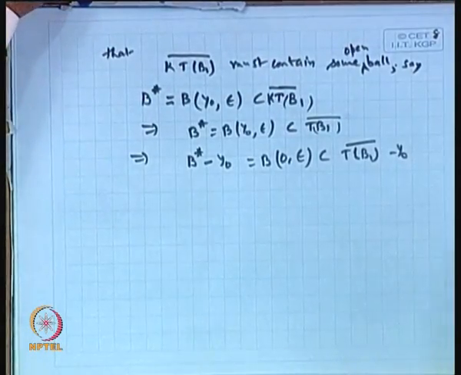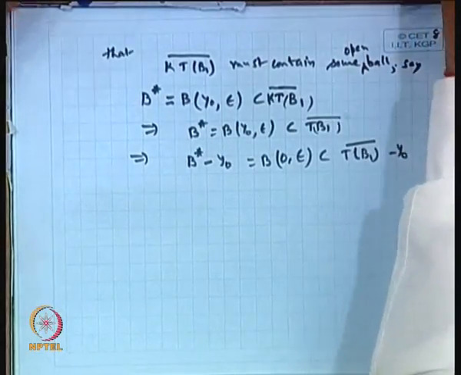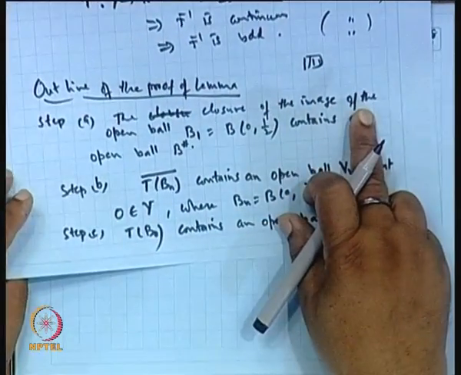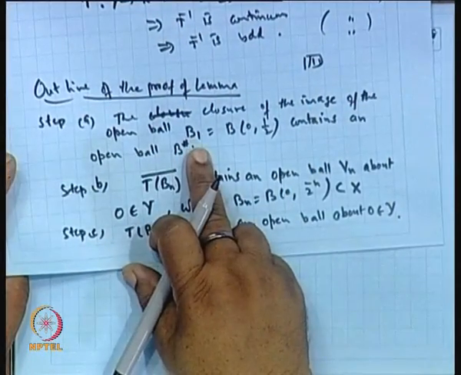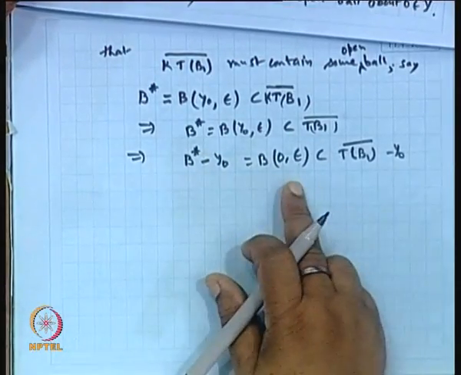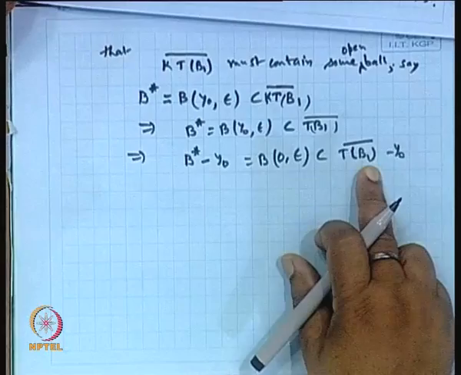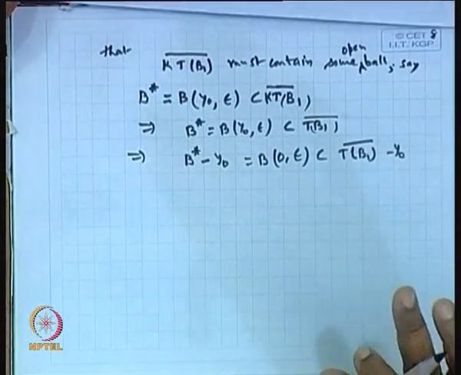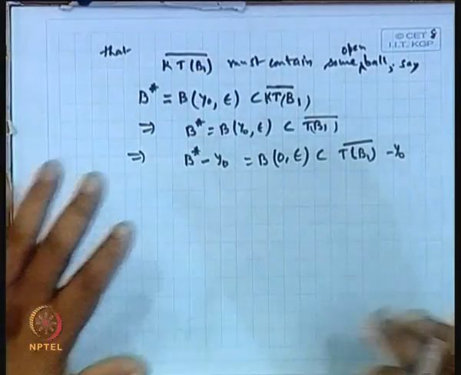What was the first step? This was our first step: the closure of the image of an open ball B 1 contains an open ball. So the closure of the image of B 1 contains an open ball B star minus y naught, that is contained in B naught.